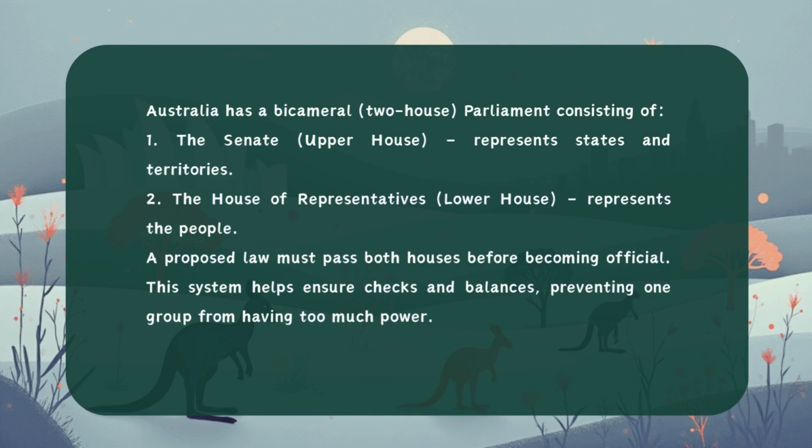Australia has a bicameral, two-house parliament consisting of: 1. The Senate, upper house, represents states and territories. 2. The House of Representatives, lower house, represents the people. A proposed law must pass both houses before becoming official. This system helps ensure checks and balances, preventing one group from having too much power.